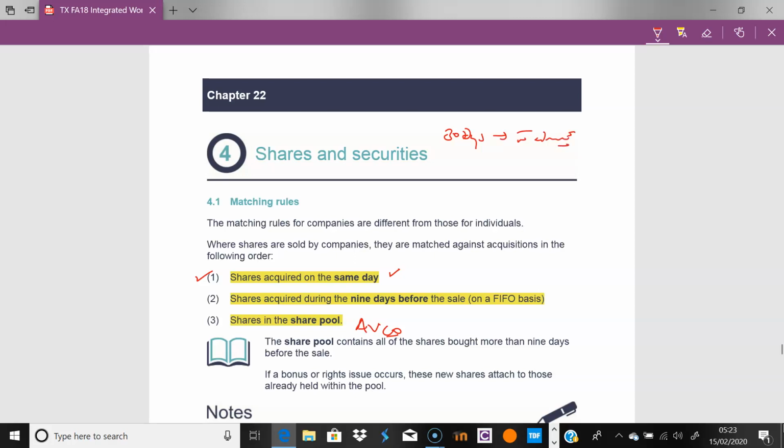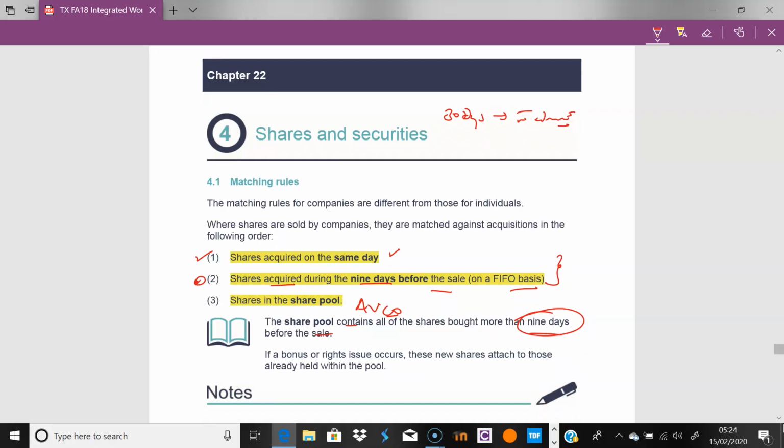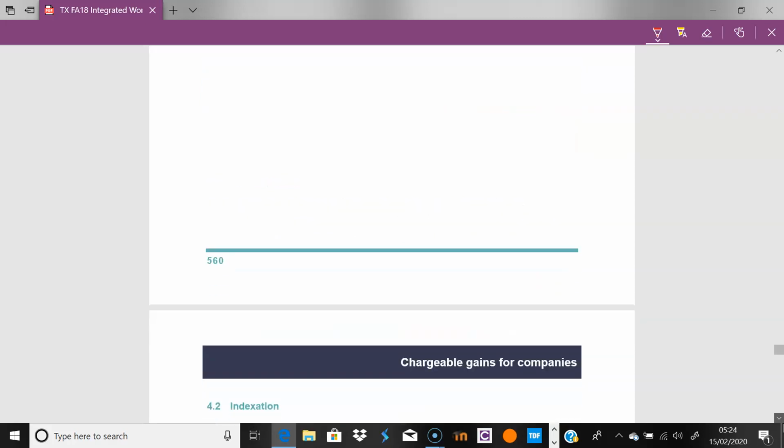But here, with companies, this is kind of normal. The amount of creative accounting does not occur with companies as it does with individuals. So it's pretty much shares acquired during the 9 days before the sale on a FIFO basis. So we match as close as we possibly can. And then everything else just goes into a pool. So the share pool contains all the shares bought more than 9 days before the sale. It's quite straightforward. And we deal with bonus and rights issues as we did for individuals, and we just keep going.